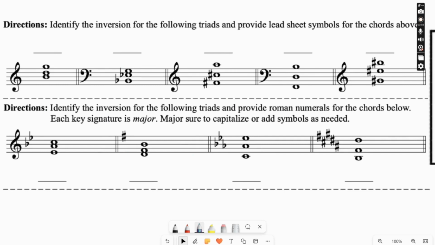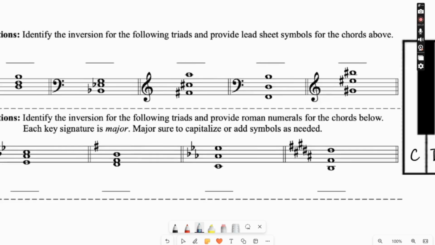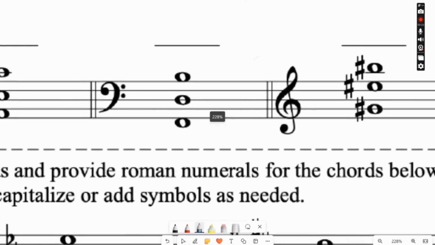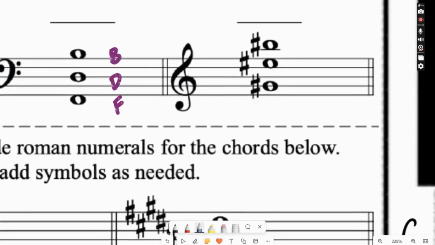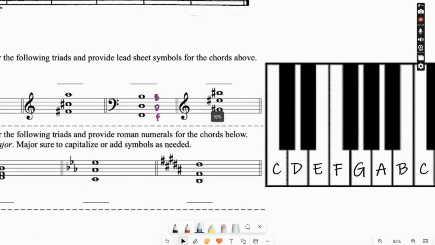Okay, so for the next part, I want to figure out the root, the inversion, and the chord quality. But for all of these, I want to start with the exact same first step as I did in the last section, which was go in and identify the notes I was given. So I'm actually going to do this one. We're in bass clef, so this is an F and a D and a B. Next, I'm going to do the same thing. I'm going to plot it on the keyboard so that there are 2 third intervals and 1 fifth.